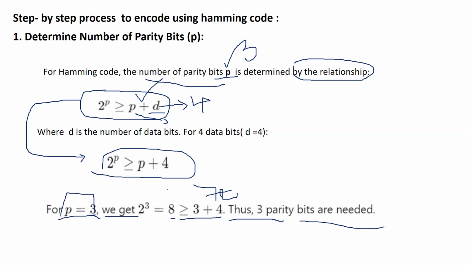This statement is not suitable for all the problems. It may be suitable for some problems, not for all problems. So we have to follow this relationship for everything. We should not blindly go on with the shortcuts. We have to follow the relationships only. Fine. So coming to the second step. First step, we found the number of parity bits.